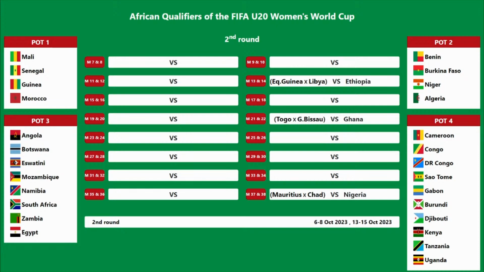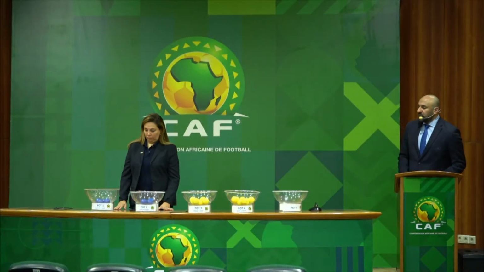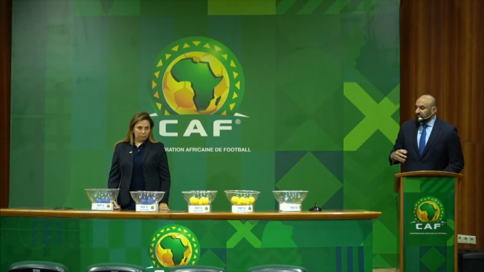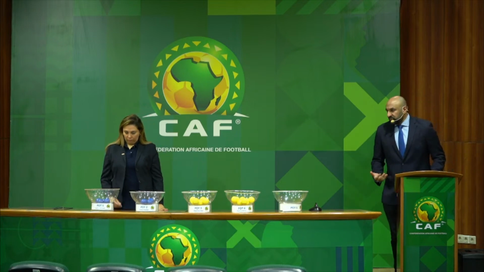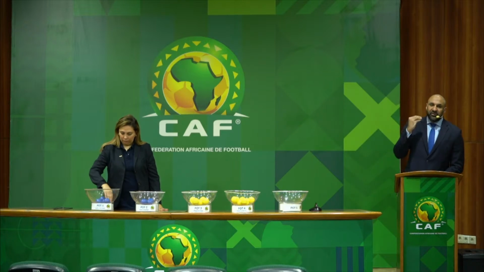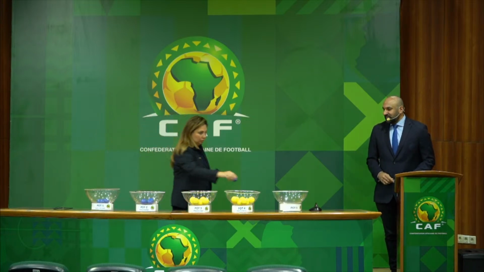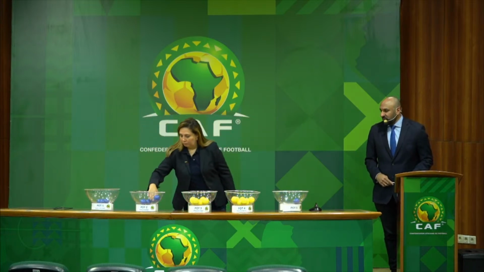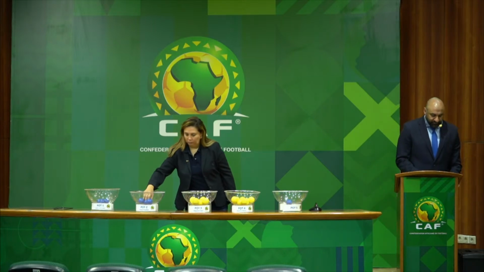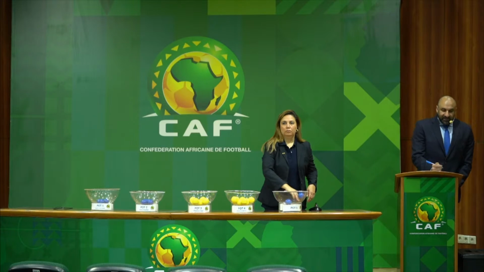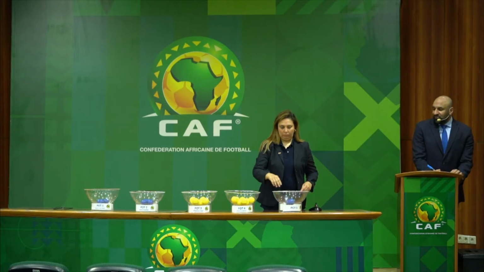We will take 1 ball from pot 1 and 1 ball from pot 2. We will mix them together in pot 5 to determine which team will play the first leg at home and the second leg at home. So we are going to mix them in pot 5, and then the first one will play the first leg at home and the second team will play the second leg at home. Okay, here let's take 1 ball from pot 1 and 1 ball from pot 2. We mix them very well, and then we will draw them together.